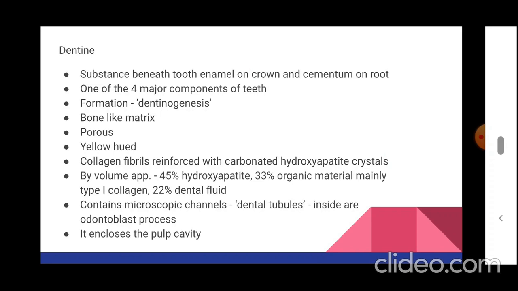And it also contains microscopic channels known as dental tubules. And inside these dental tubules are odontoblast processes. Odontoblasts are cells which line the pulp cavity, outside of the pulp cavity, just beneath the dentin. And we can see that these odontoblast cells are producing certain processes, extensions into the dental tubules. And this dentin is the majority of the teeth, and it encloses the pulp cavity. Inside the dentin we see the pulp cavity.